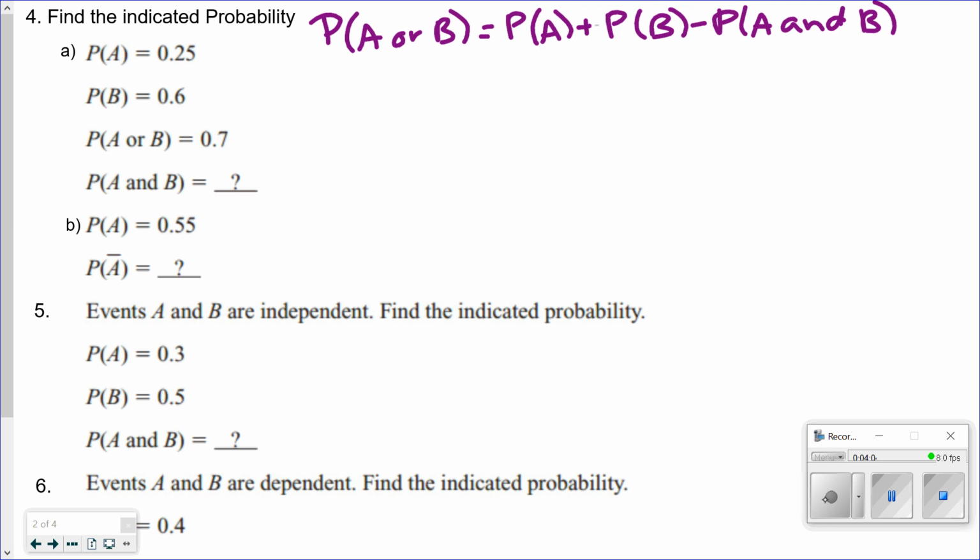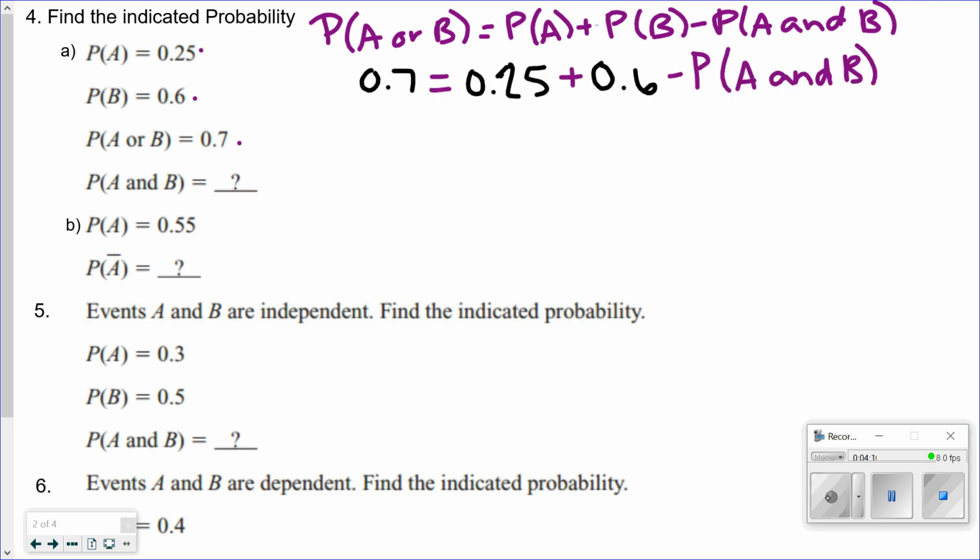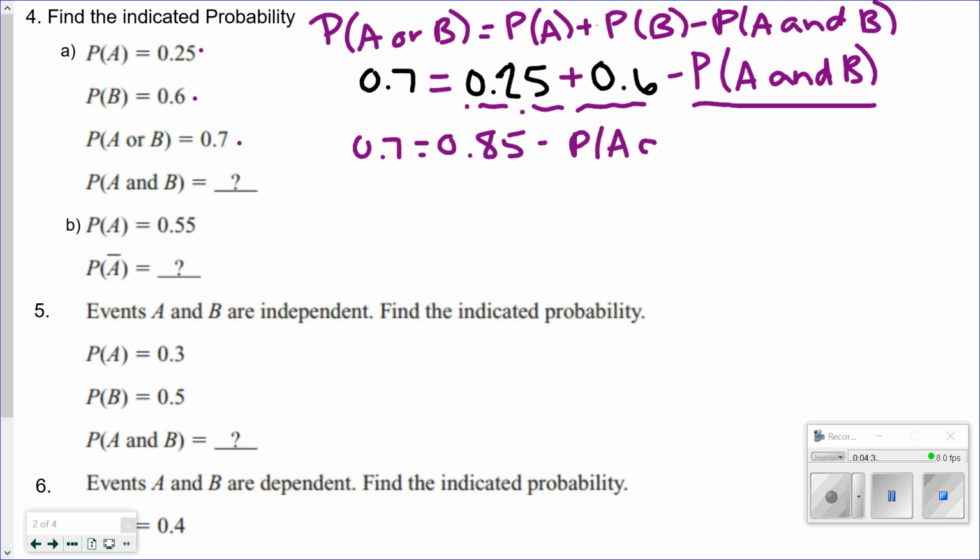Next step is I'm going to plug all of these probabilities into my equation. When I do so, I get 0.7 is equal to 0.25 plus 0.6 minus the probability of A and B. This is what I'm trying to solve for. So let's combine like terms. I get that 0.7 is equal to 0.85 minus the probability of A and B.